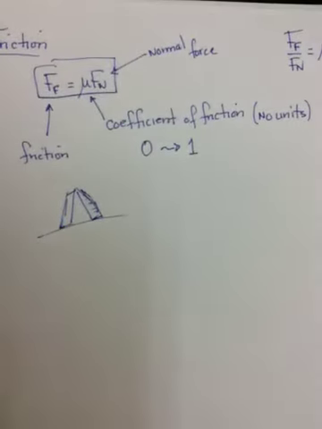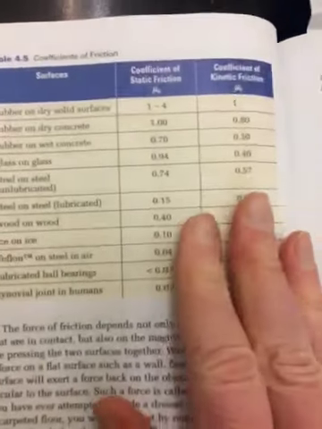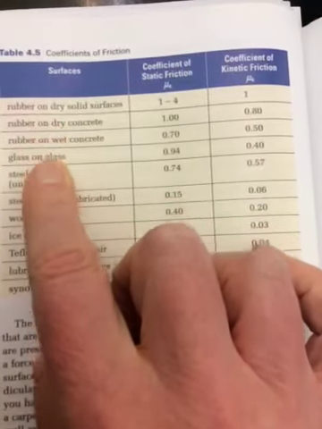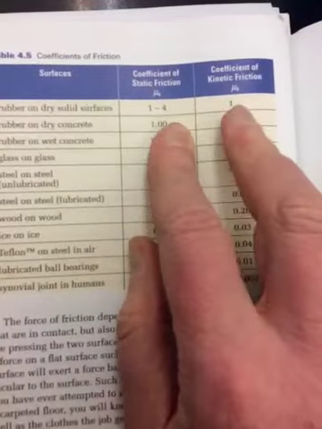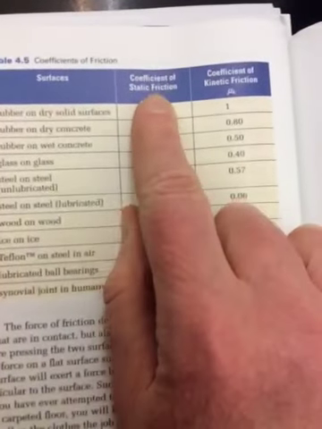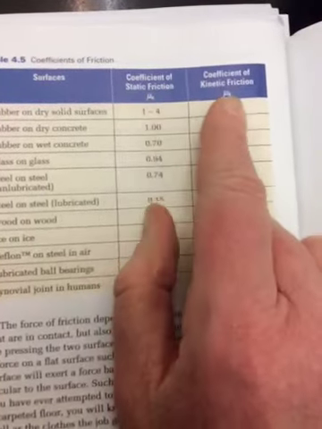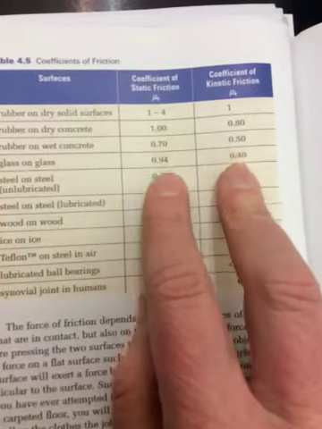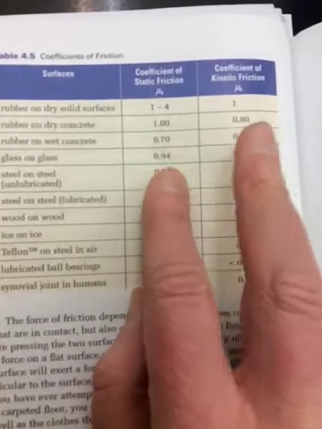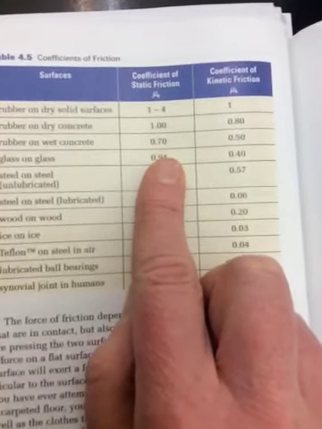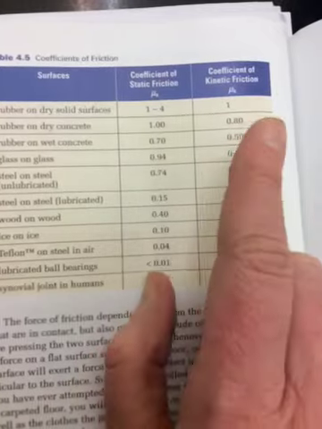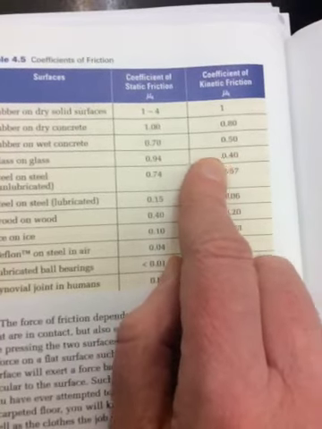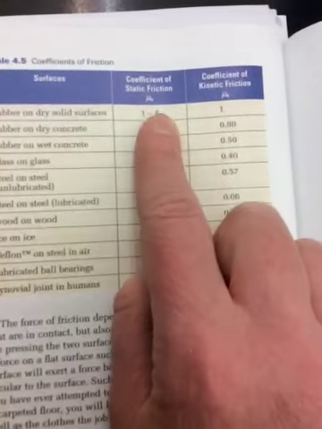There's a chart of coefficients of friction on page 140 in your textbook. It lists a whole bunch of different surfaces, and it has two columns for the coefficients. One column is the coefficient of static friction, and the other column is the coefficient of kinetic friction. I already mentioned in class that there are two different types of friction. Static is between objects at rest with respect to each other, and kinetic is objects that are moving with respect to each other, and that's where we're going in a second.